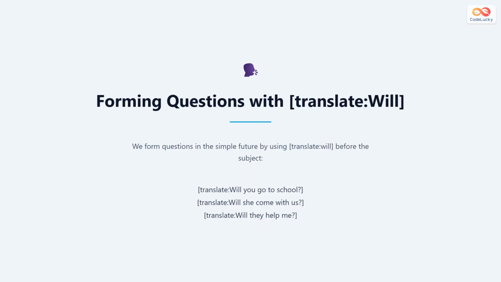To form a question in the simple future tense, use the word will before the subject. That means will comes first, followed by the person, and then the base form of the verb. For example, will you go to school? Will she come with us? Will they help me? It is a simple and regular pattern that works for all subjects in English.